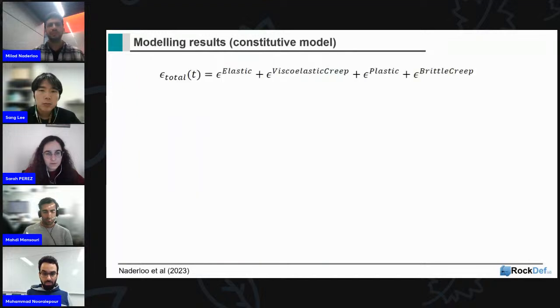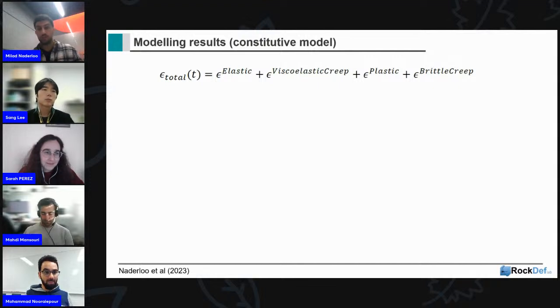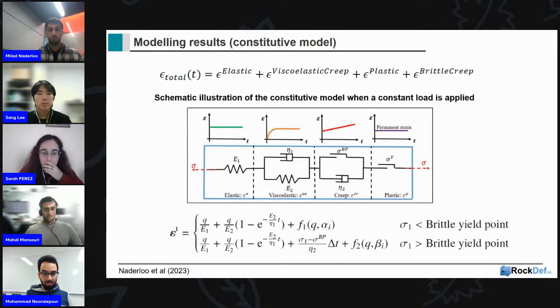So this is what we are observing in the lab, but of course many people may say, you know, this is just a homogeneous, nice, intact rock you're testing. Of course, then we need to come up with constitutive models that can capture all these observations that we have during the experiment. Then we can think about upscaling it.